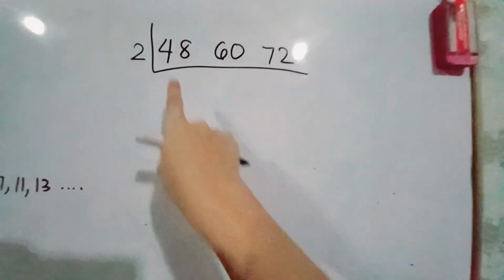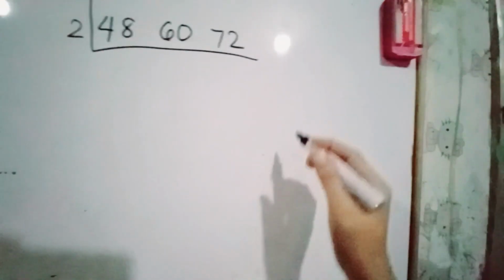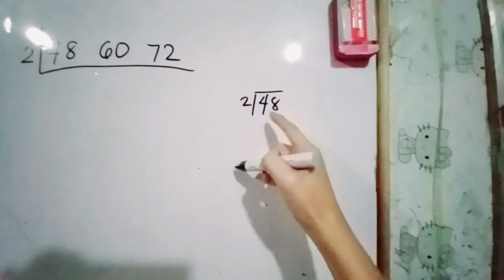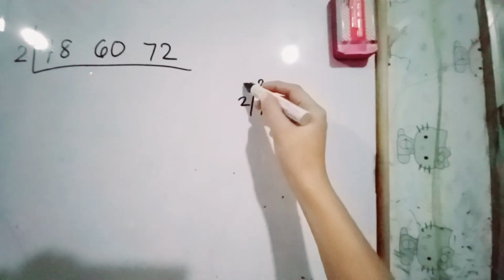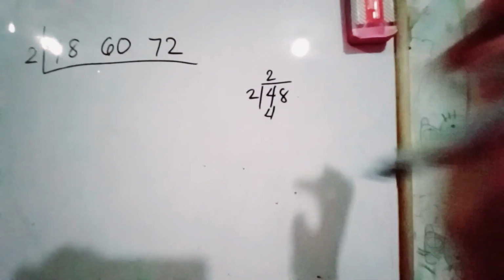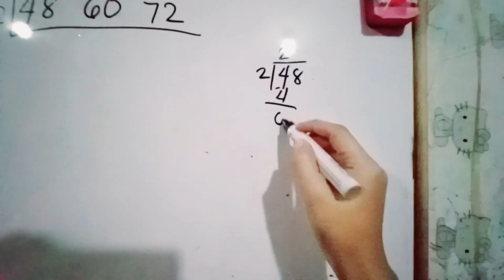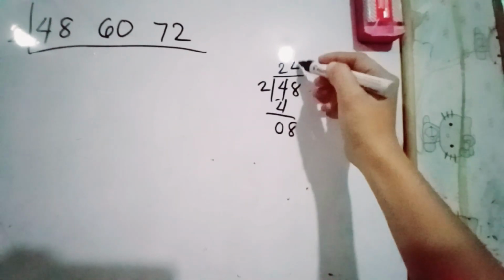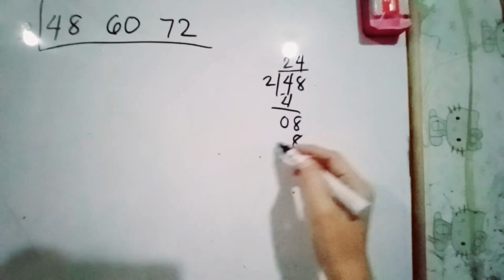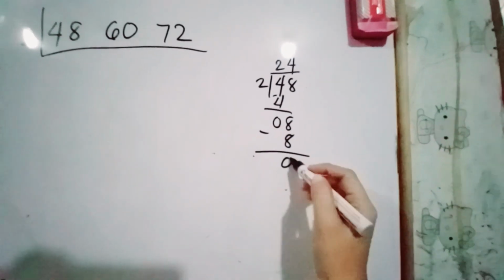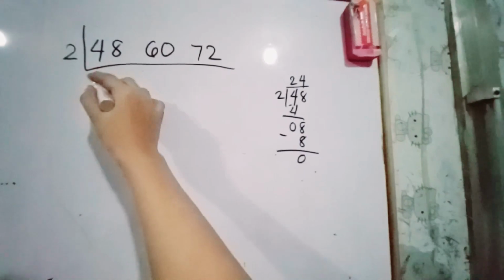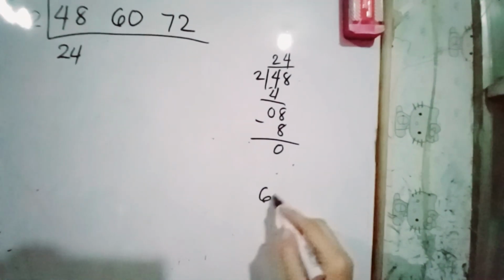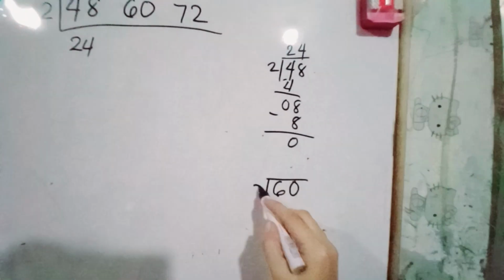Okay, so let's do the math. 48 divided by 2. Let's solve here. 4 divided by 2 is 2. 2 times 2 is 4. 4 minus 4 is 0. Bring down 8. 8 divided by 2 is 4. 4 times 2 is 8. 8 minus 8 is 0. So, 24.